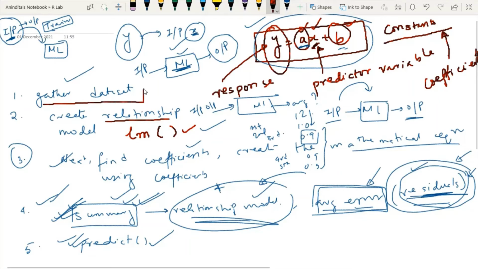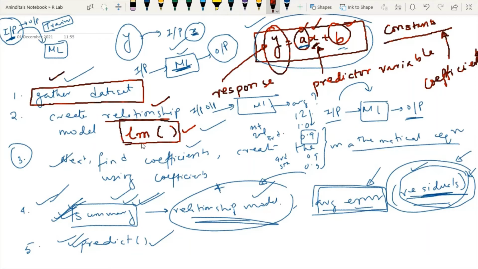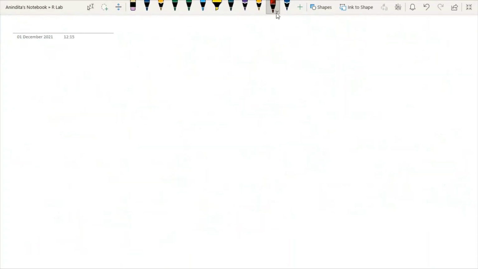Gathering the dataset, we know how to do that because we have already discussed how to download CSV files from different repositories. Now we have to create the relationship model. Here we are dealing with linear regression, so it is fixed that in R you have to use the lm function. Now we have to understand what the lm function looks like. It is lm, then formula, and then data. These are the arguments, meaning the lm function accepts 2 arguments, formula and data.